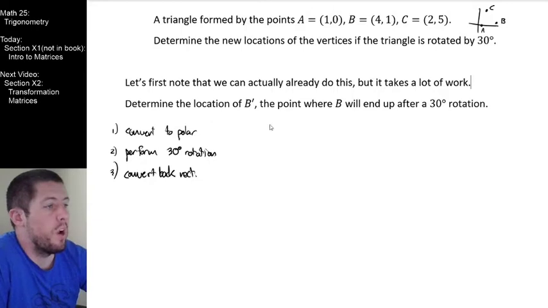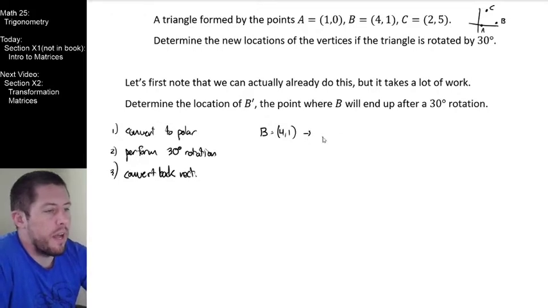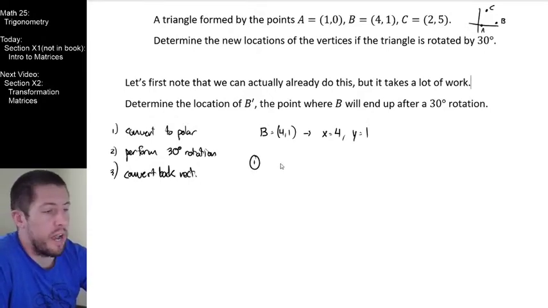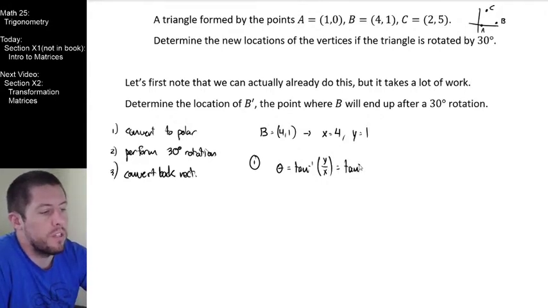All right, so I want to take the point 4, 1. So b equals 4, 1. That tells me that x is 4 and y is 1. I want to go ahead and convert this guy to polar. The two equations that I know are that theta is going to be the tangent inverse of y over x, which in our case is the tangent inverse of 1 over 4.